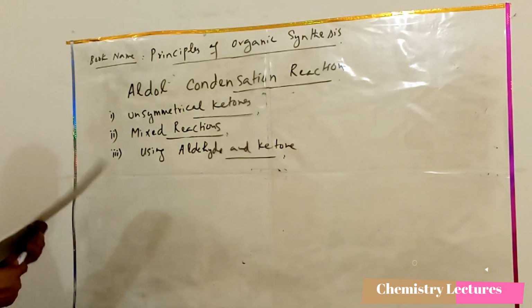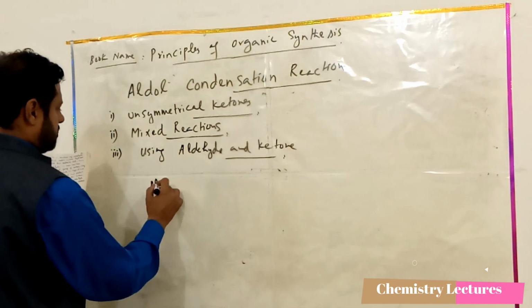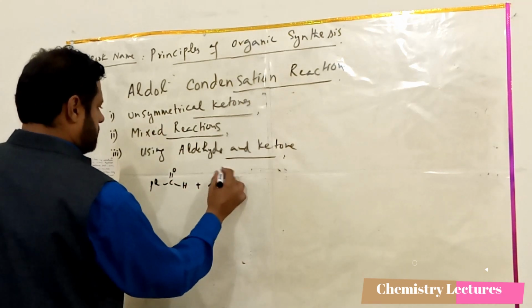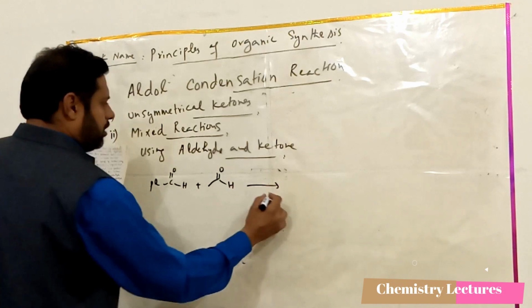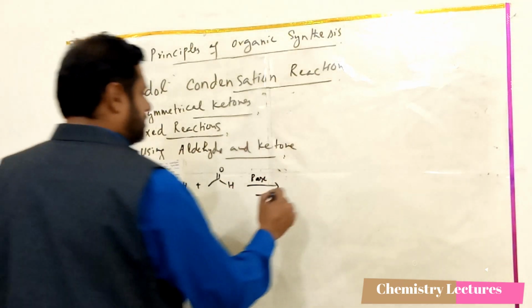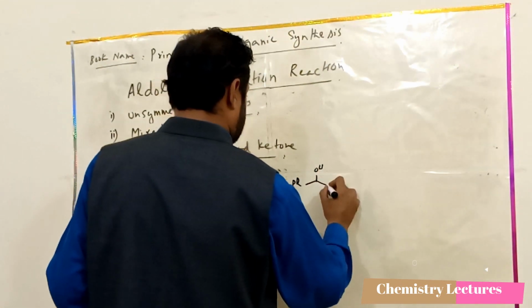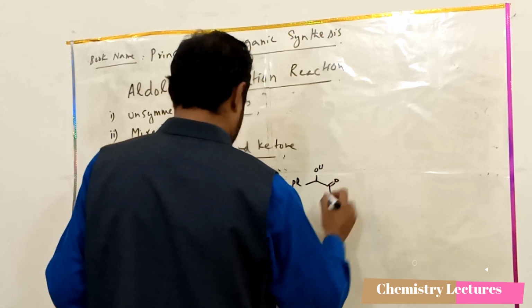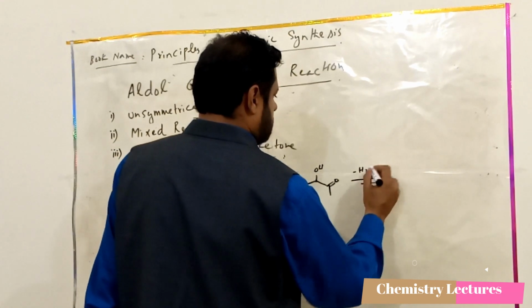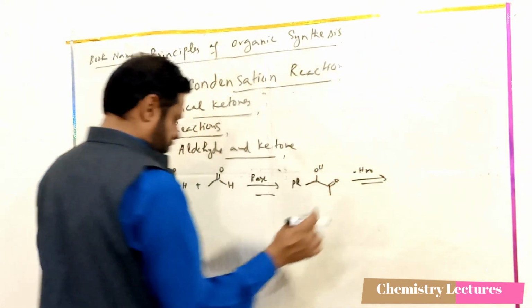For example, if we take the example of reaction between benzaldehyde and acetone in the presence of base, then this is a successful reaction and we will get this product. This is the reaction. So in this reaction always the water is removed, the hydrogen from here and hydroxyl group from here.